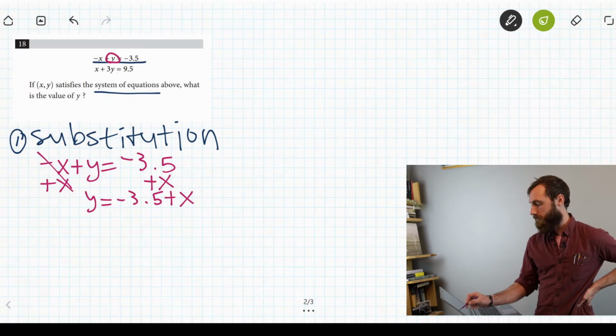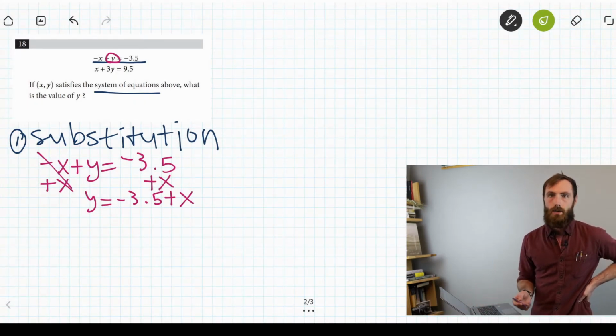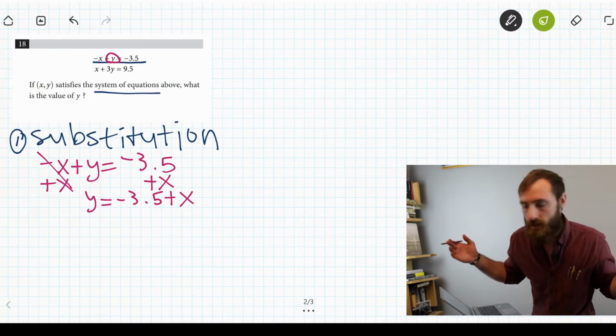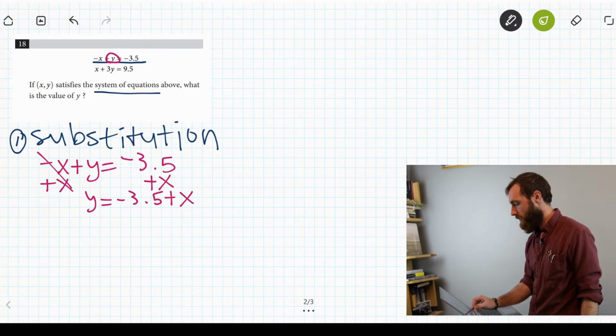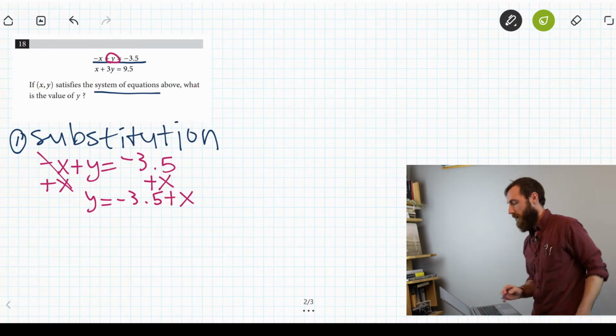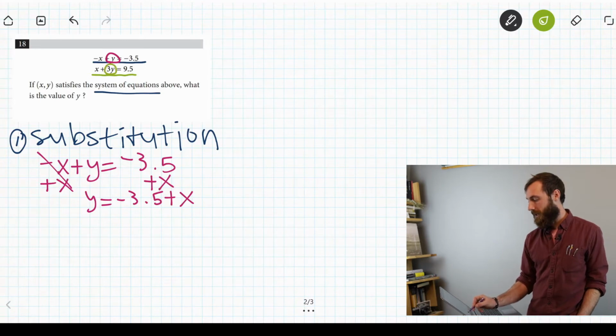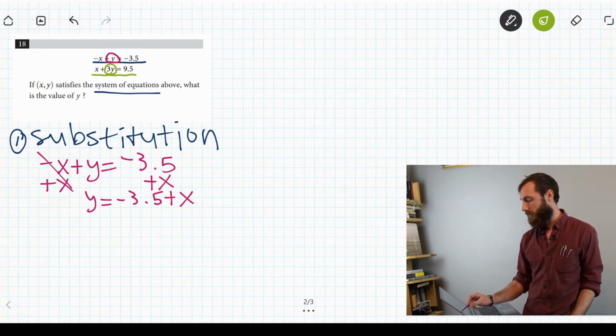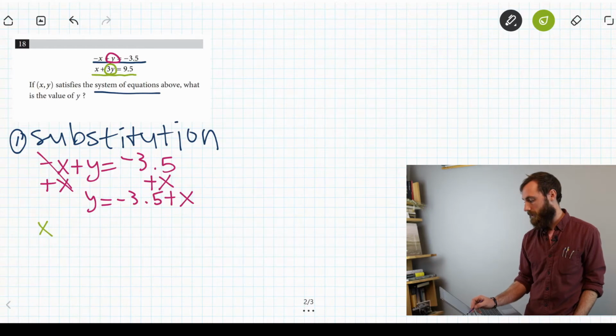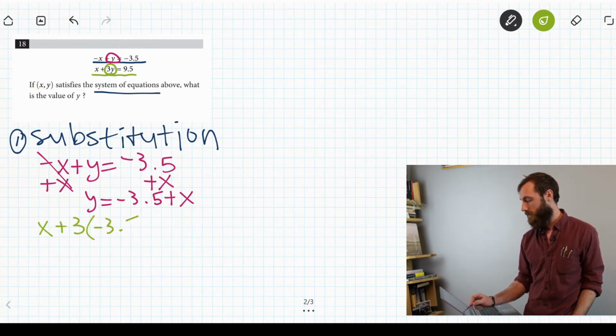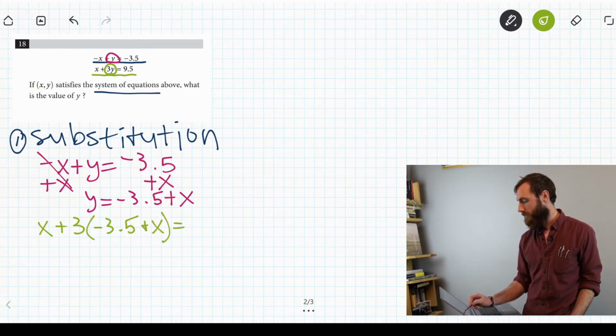The second step, though, is going to be exactly the name of this method. It's called substitution. We're going to substitute. All right, so since we've isolated y, basically we can go into the other equation where we see y, and we can plug in negative 3.5 plus x. We'll end up with x plus 3 times the quantity of negative 3.5 plus x equals 9.5.